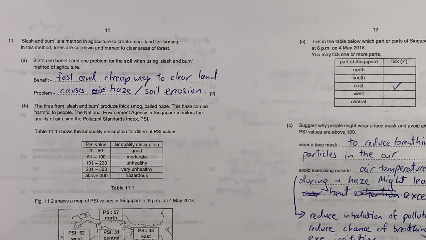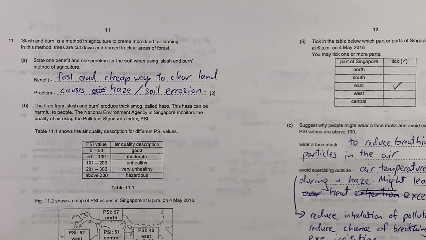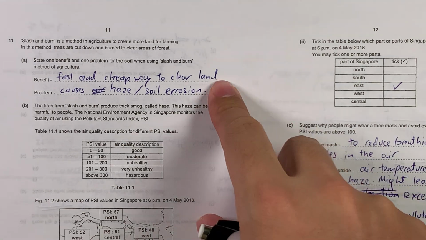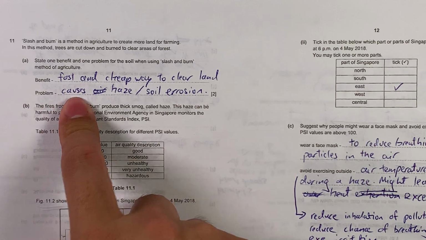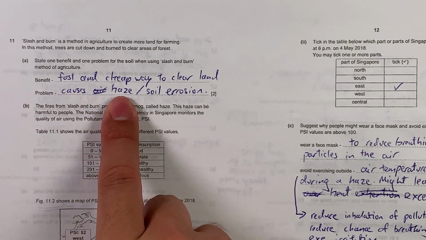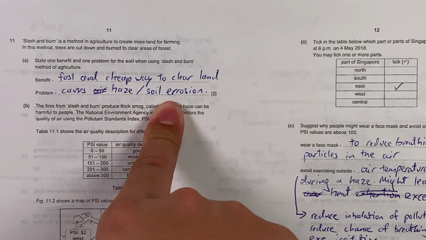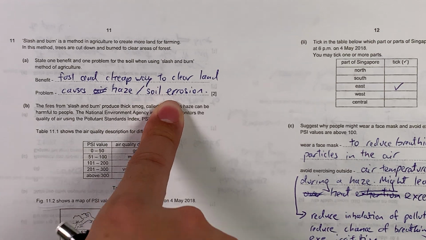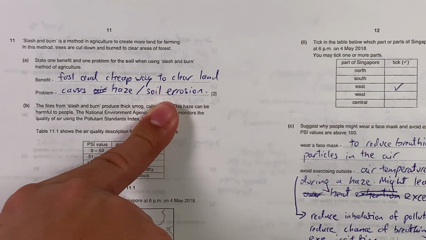Third possible answer is the ashes from the burnt vegetation, burnt crops or burnt vegetation can be used as fertilizer, so you keep the land fertile. So 3 possible answers, sorry, not 4. What are the problems that it might cause? It actually causes haze. Another thing that it can cause is soil erosion, loss of natural habitats, and so on and so forth.